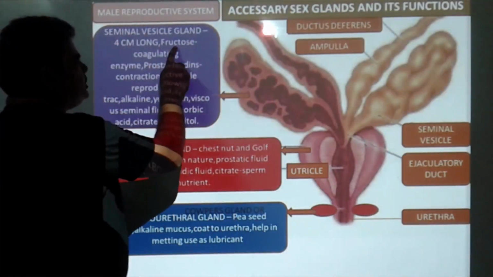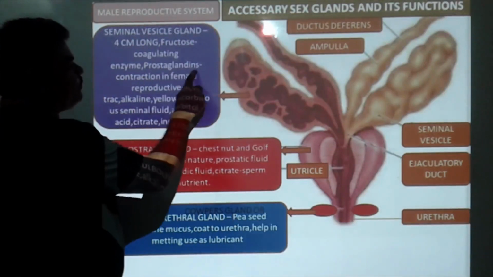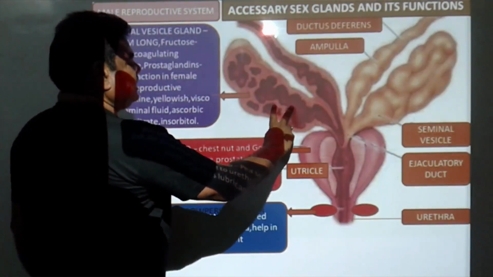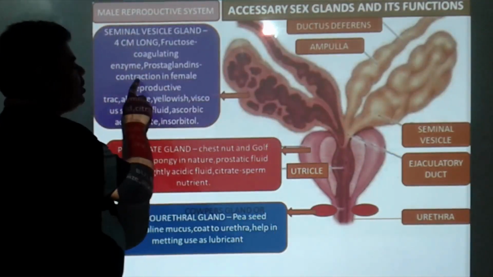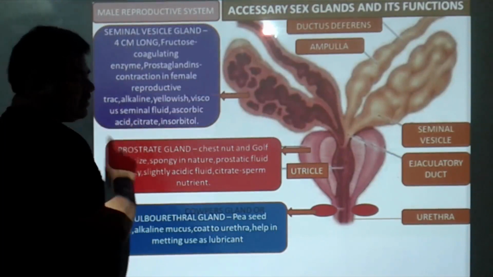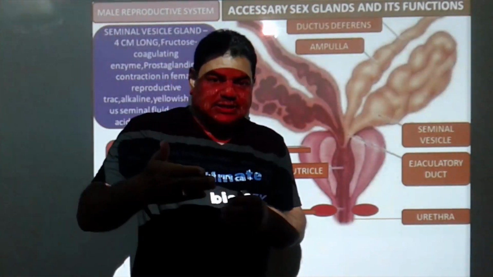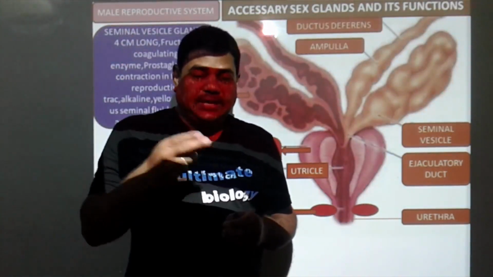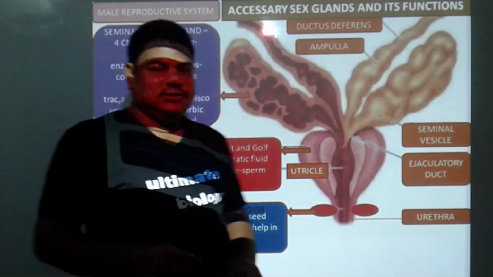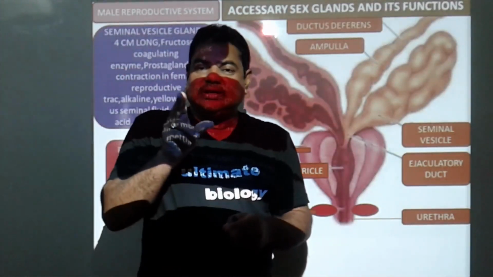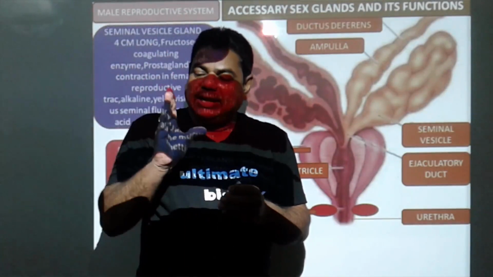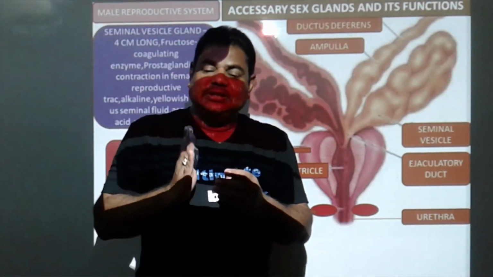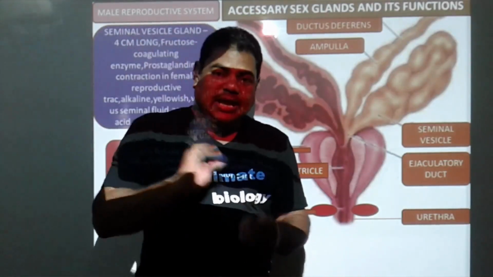a seminal vesicle gland produces fructose, then it produces prostaglandins, which help in the contraction of the female reproductive tract when the male ejaculates the sperm in it. Due to the prostaglandins, the wall of that female reproductive tract contracts, and this contraction helps the movement of sperm to reach up to the egg.